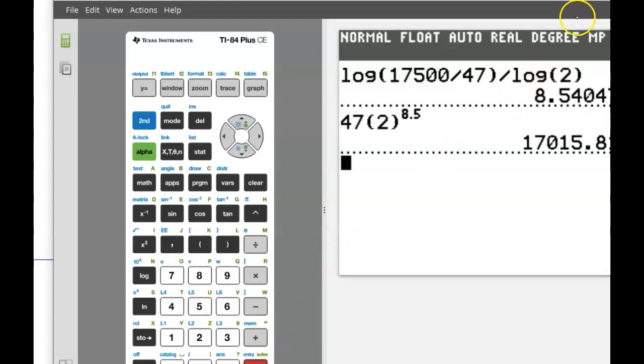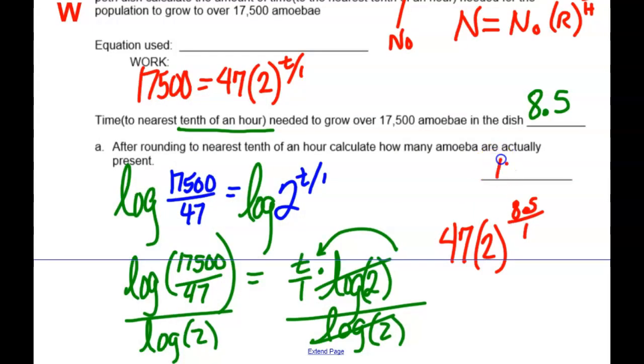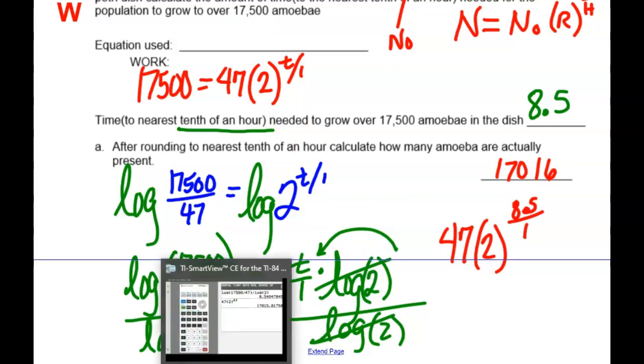Oh, it's still over. Okay, it's 17,016 maybe? So it said to grow to over 17,500? What? Are we that far off? Okay, let me see.